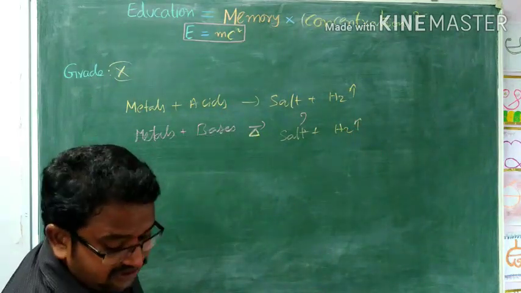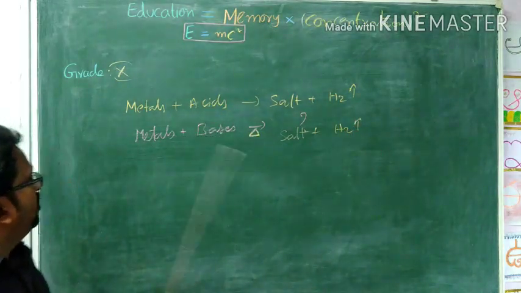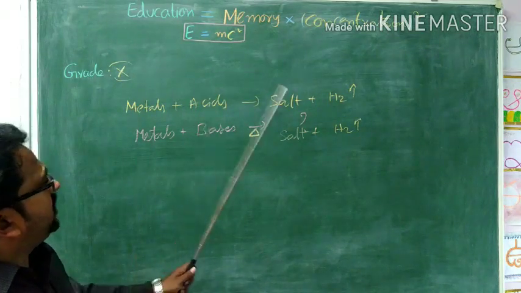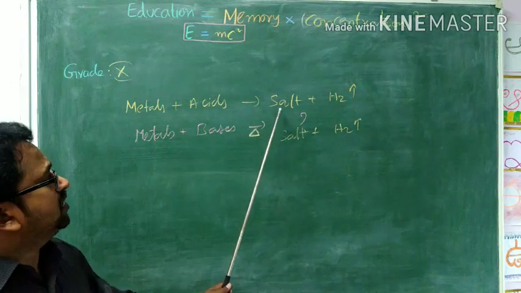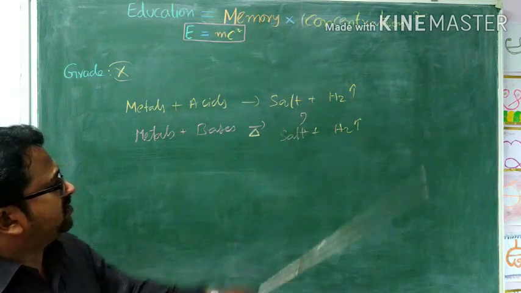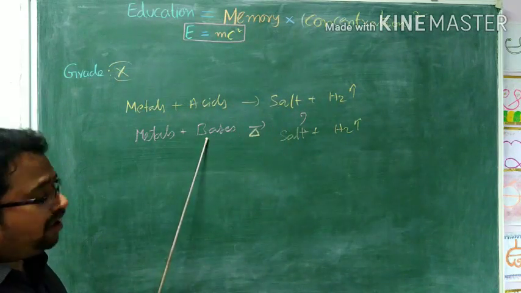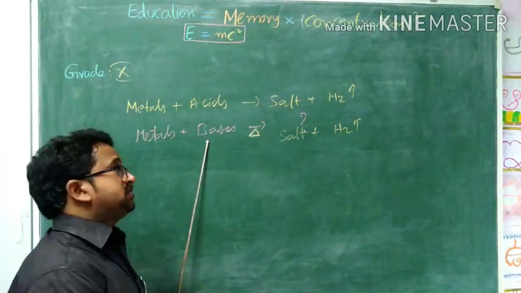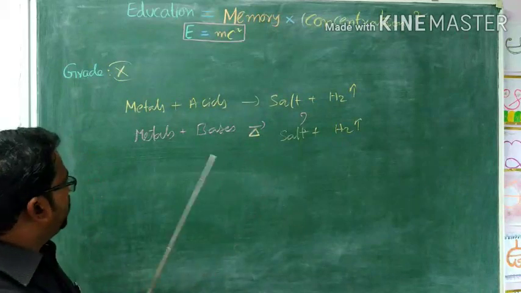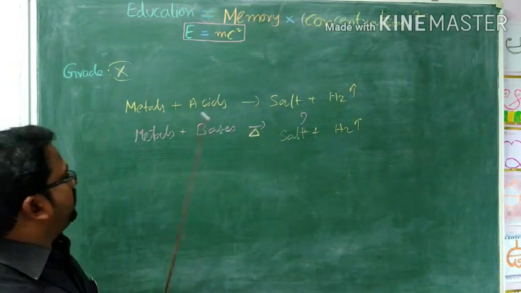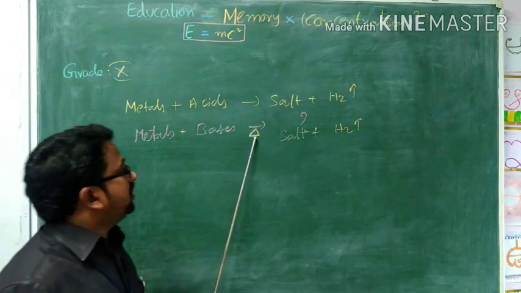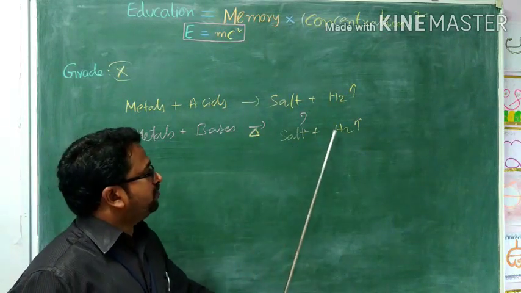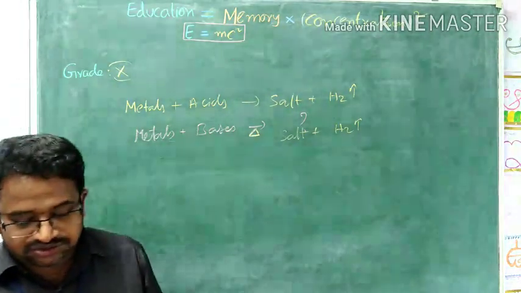So here some differences are there. Metals react with acids directly. It is a fast reaction. Salt will form and hydrogen gas is evolved. But here all the bases do not react with metals. Only strong bases will react. The excess of base reacts with metals on heating only. Then salt will form besides the evolution of hydrogen gas.